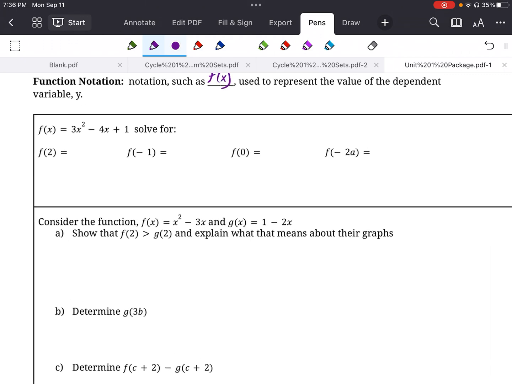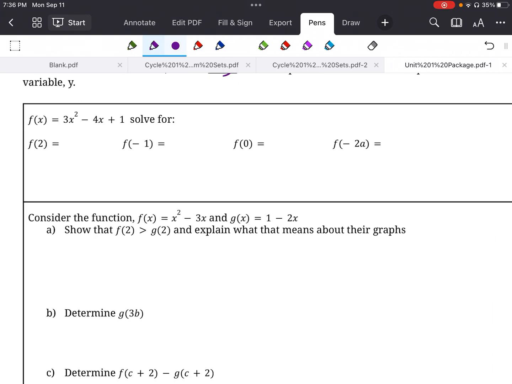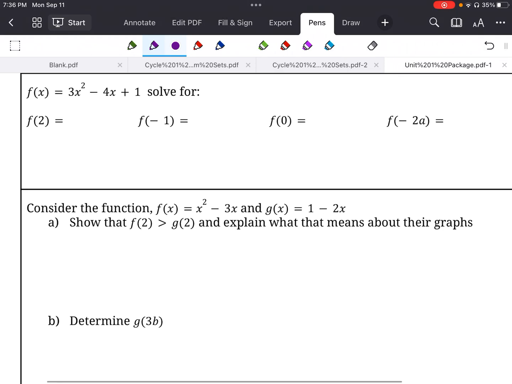And why are we doing this? Well, y equals mx plus b is a linear line and it gives you the entire line. But with function notation, we're able to find a solution for one specific point. So for example, in the function f of x equals 3x squared minus 4x plus 1, we're going to solve for these specific x values in this quadratic equation.